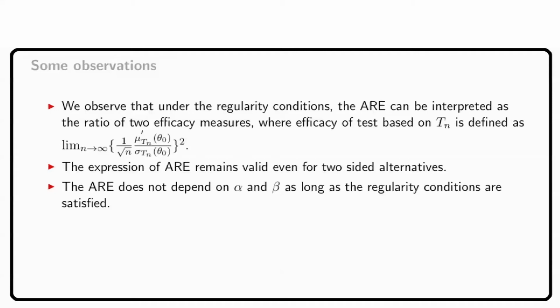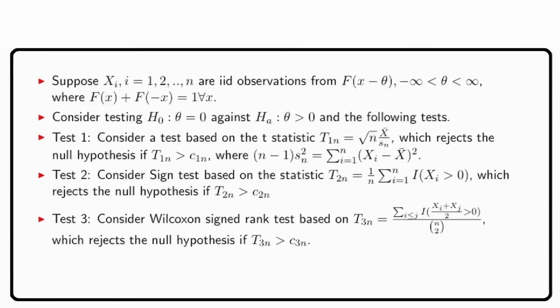Now we get some examples. We consider some testing problems. Suppose Xi, i from 1 to n are IID observations from F of x minus theta, where theta is the location parameter, and F of x plus F of minus x is equal to 1. That means the distribution function is symmetric about 0 when theta is equal to 0. Consider the testing of theta equal to 0 against the alternative theta greater than 0.